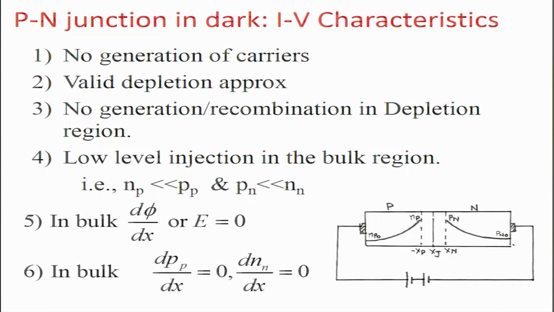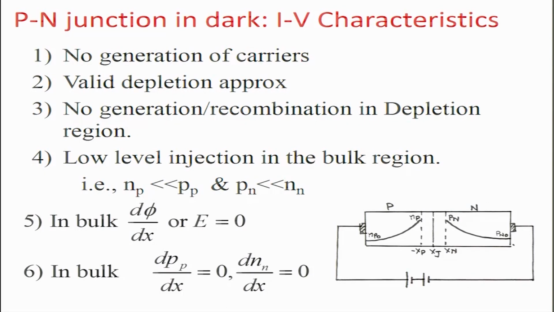So, essentially for the PN junction in dark, when you want to derive the IV characteristics, there are certain assumptions that we make. First, there is no generation of charge carriers, because you have no light based generation or thermal generation. So, we assume that the carrier concentration, whatever it was to begin with, stays constant, and the depletion region approximation is valid, which means you have a depletion region in which there is no generation or recombination, and it is free of free charges. There are no electrons and holes there. It is completely depleted of charges, and there is no recombination or generation in the depletion region.